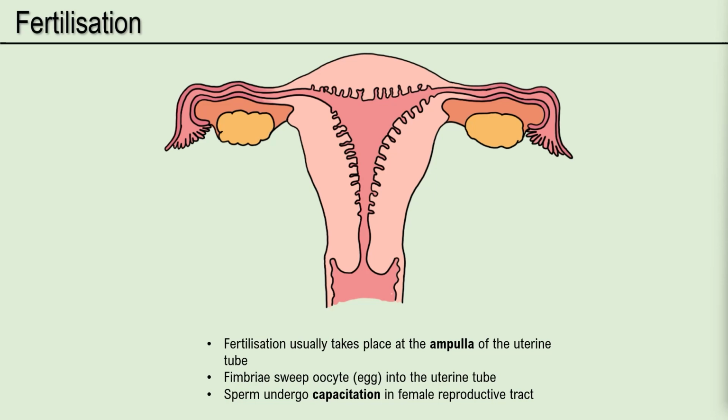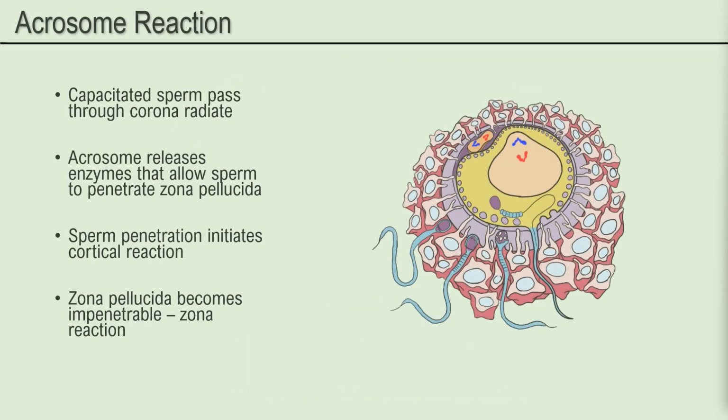The fimbriae of the uterine tube sweep the secondary oocyte into the uterine tube just after ovulation, and the cilia of the tube beat the oocyte towards the uterine cavity. Chemoattractants of the oocyte wake up the sperm, and the sperm travel to meet the oocyte. Once at the periphery of the oocyte, the capacitated sperm swim through the corona radiata, where they meet a crusty shell called the zona pellucida.